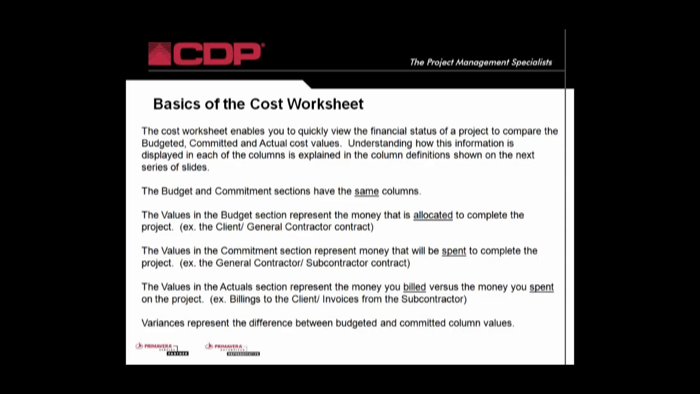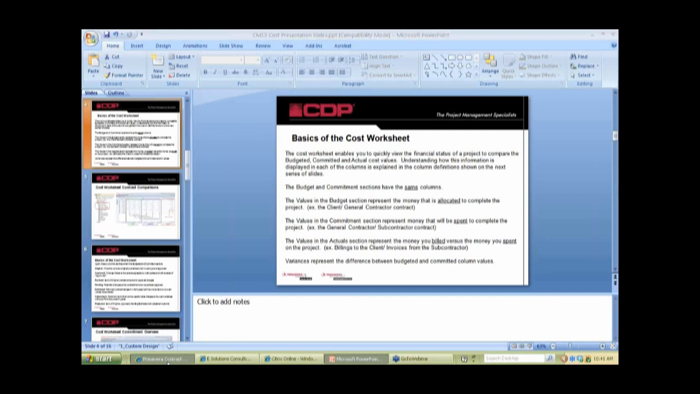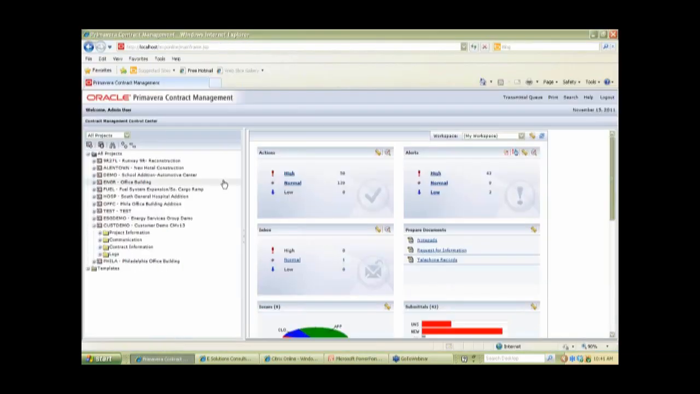Okay. We're going to talk real quickly. I'm going to show you the cost worksheet, and then I'm going to come back and explain these columns. So I'm going to toggle over now over to the application tool. And this is contract management. If you've seen the tool before, you're probably pretty familiar with this display.